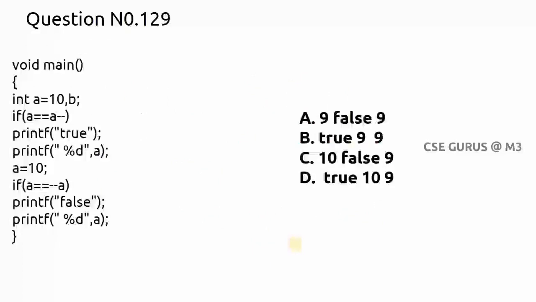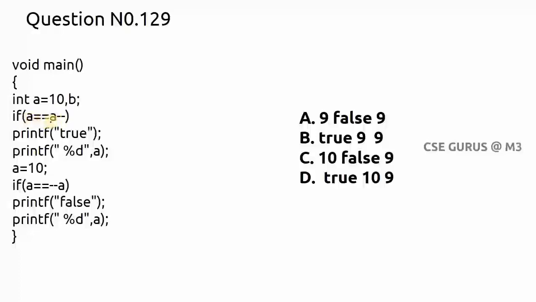Coming to the question number 129. What will be the output of this program? A equals 10, it will take. Now I have given if A double equals A minus minus. Is this true? How does the execution start? Anyway, first the decrement operator has to be taken first. Now if I take the decrement operator at A value, what is that? 10 will be taken here.